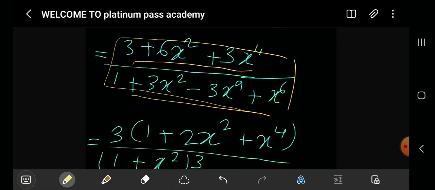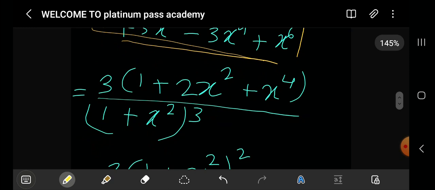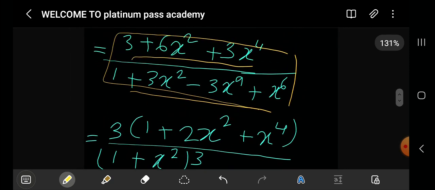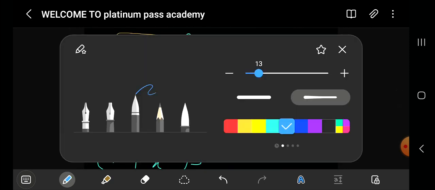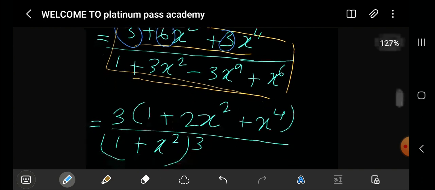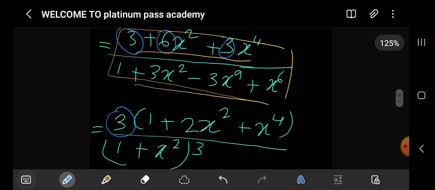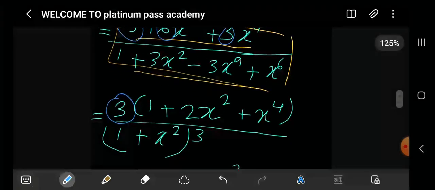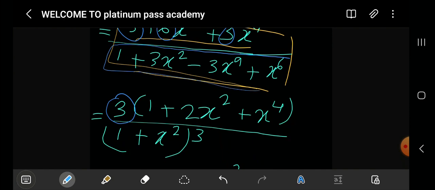You can leave it here also, but I have simplified further, so I have excluded this x term. Let me show you this 3 term here, because the constant is a multiple of 3, so I have excluded this 3. Then I get 1, 2 and here 1. Then this term is the formula of a plus b whole cube.